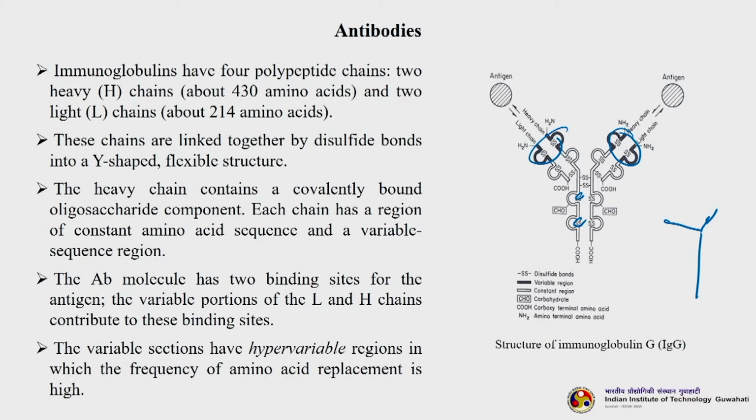So, this is how it helps. See, the antigen is coming here and it will bind to this heavy chain and light chain, this particular region here. So, there are 2 regions in which antigens can be bound. Now, the antibody molecule has 2 binding sites for antigen in the variable portions of the L and H chains. The variable sections are the hypervariable regions in which the frequency of amino acid replacement is high. So, once they are bound, then it can be separated.